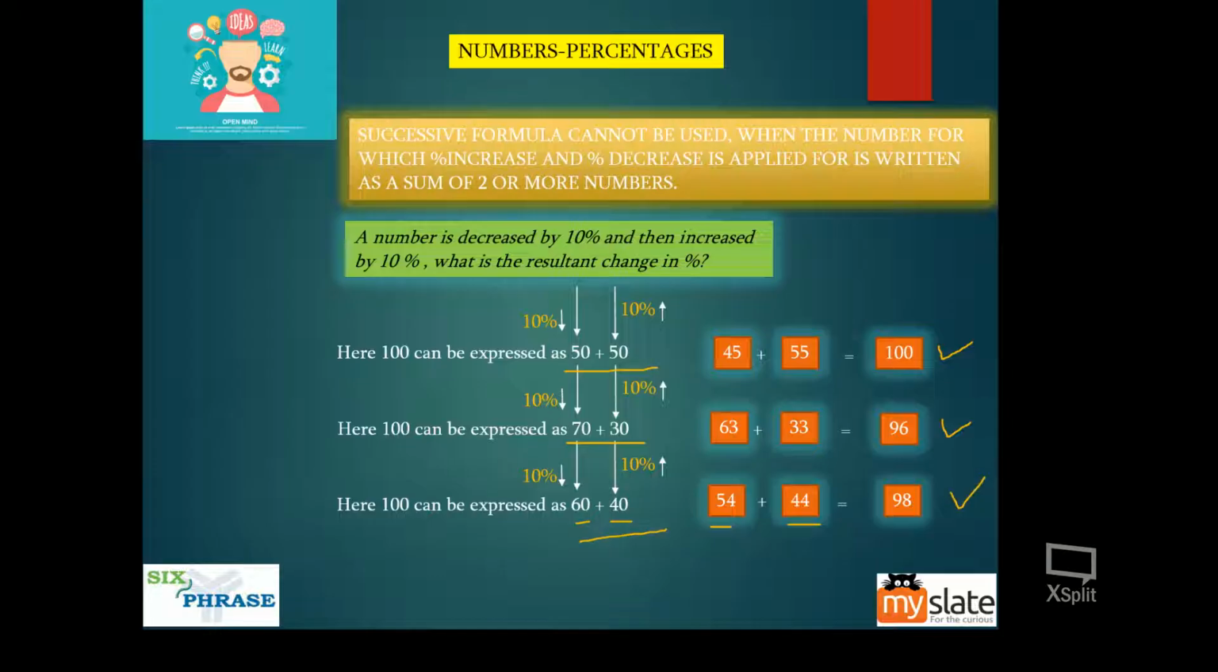Even though they all add up to 100, you cannot use this successive percentage formula when a number is expressed as a sum of two or more numbers. It can be applied when a number is expressed as a product of two or more numbers. The successive change formula can be applied when a number is expressed as a product of two or more numbers, but it cannot be applied when a number is expressed as a sum of two or more numbers. And right in front of your screen is the proof for it.